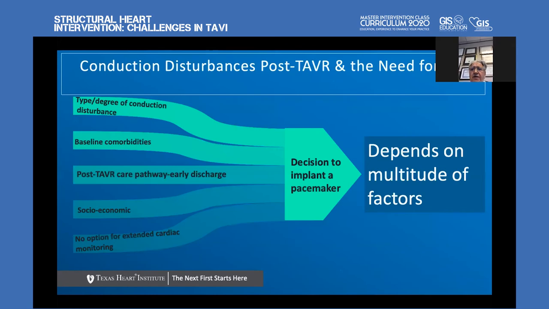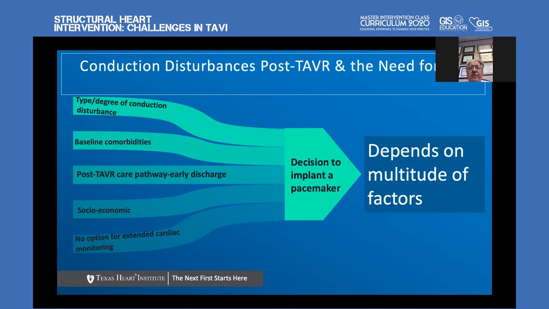Okay, all right. So all those things play a significant role, whether we're choosing a post-TAVR pathway for early discharge, which is obviously our goal. It also depends on socioeconomic factors. The cost of the valve is sometimes in certain areas prohibitively high, and that also plays a significant role. And that is also very important for patients that do not have the option for extended cardiac monitoring, particularly patients that live in very remote areas. So all of those things play a significant role.